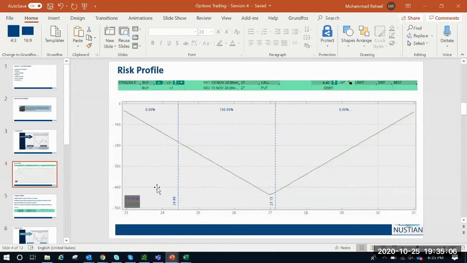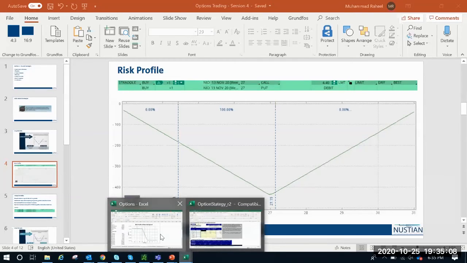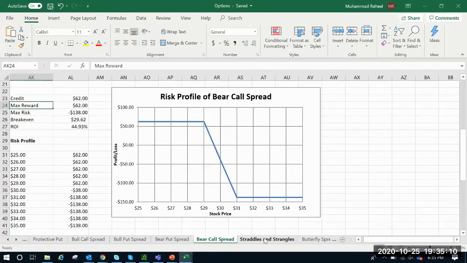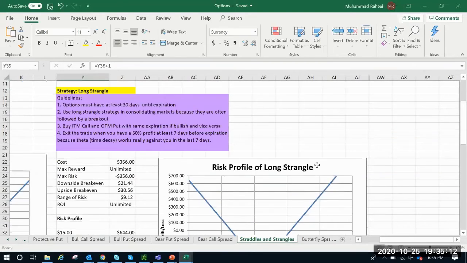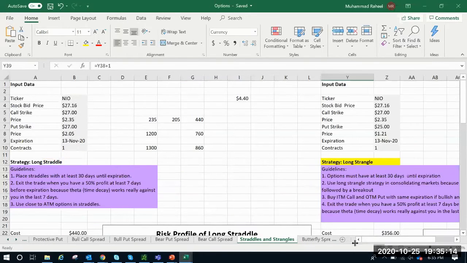So let's look at strangles. With a strangle, you establish a little bias. You still are not sure if it's going to go up or down, but you have a little more bias that it's more likely to go up, while still wanting protection on the downside.